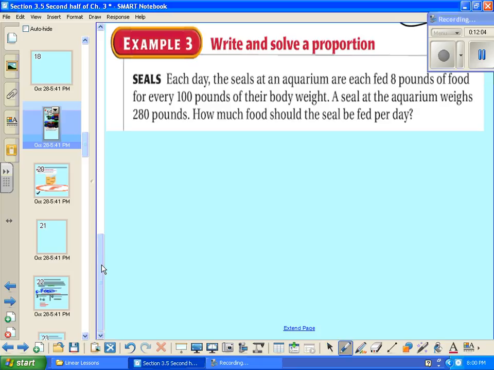In this particular case, I'm going to put all the seals at the aquarium. Here's what they're fed. And then this one seal that they're talking about, we're going to figure out how much he should be fed in terms of food. So that's what I'm going to have for my first ratio: all the seals, what they're fed. And then the second ratio is just what this one particular seal is fed, or that's what we're trying to find out. Again, the tops and the bottoms, I have to make sure I also stay consistent on that.